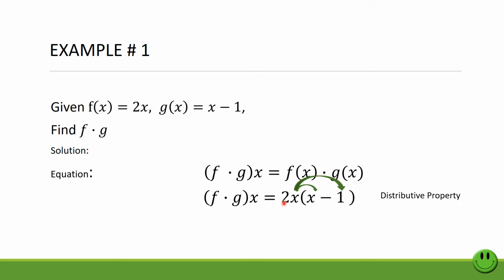Therefore, we have here a coefficient of 1, so 2 times 1 is 2, and then adding the exponents of our variable, we have 2x squared. Okay, next, for 2x times negative 1, that would give us negative 2x. And this is our final answer.